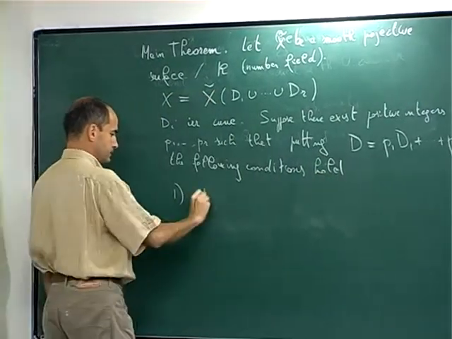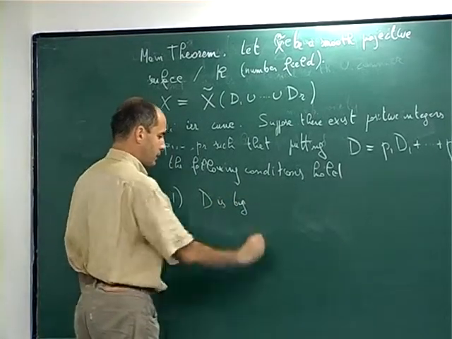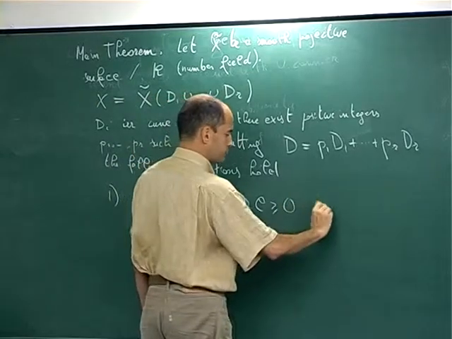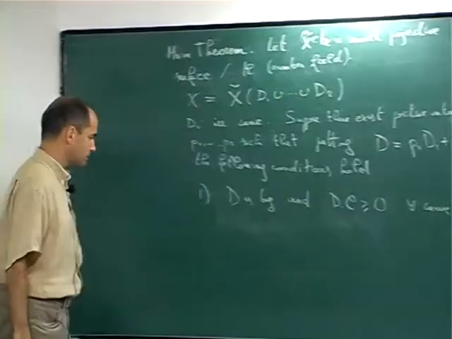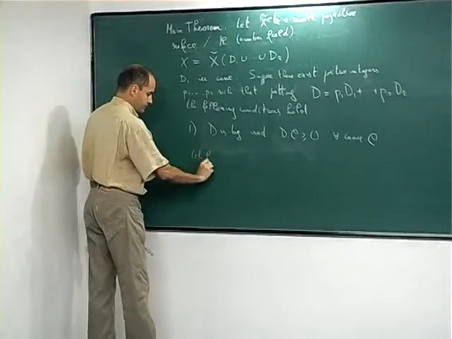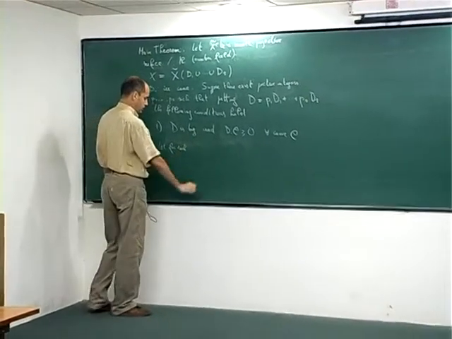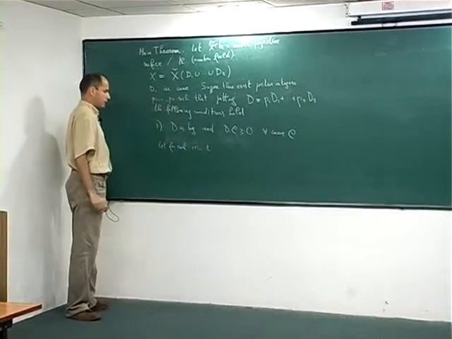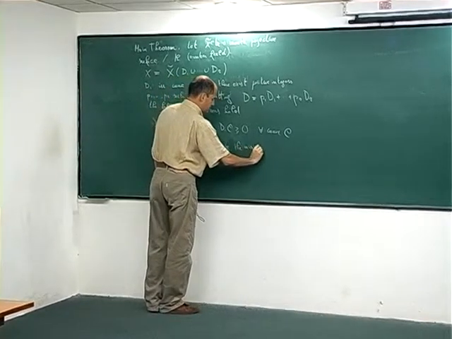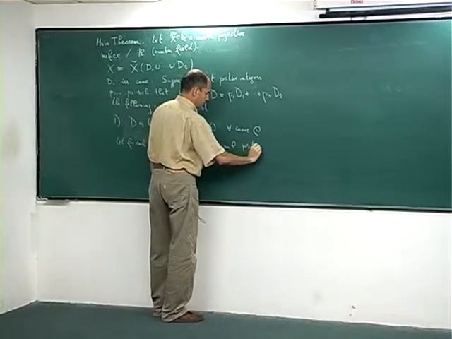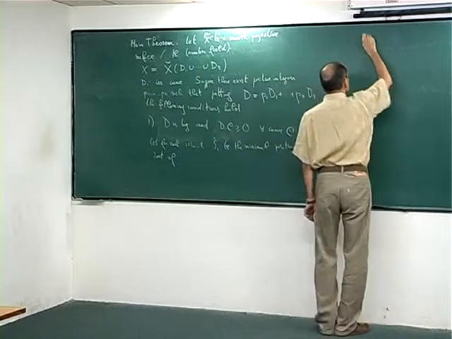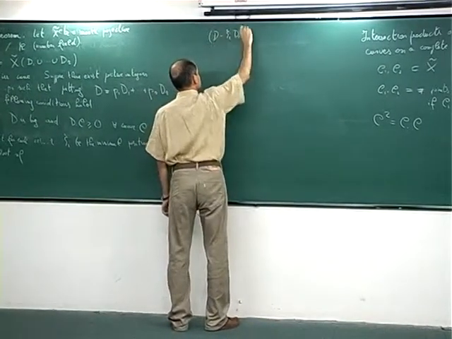First condition, D is big and numerically effective, which means that the intersection product with any curve is non-negative. And second, let each Ci be the minimal positive root of the equation (D minus Ci Di) squared equals 0.